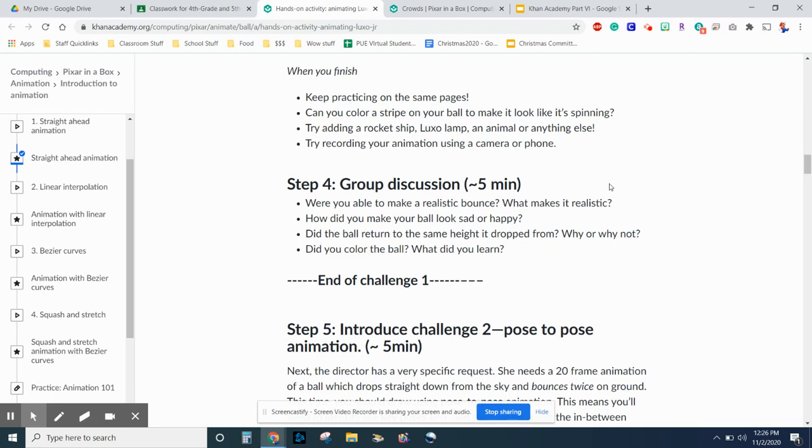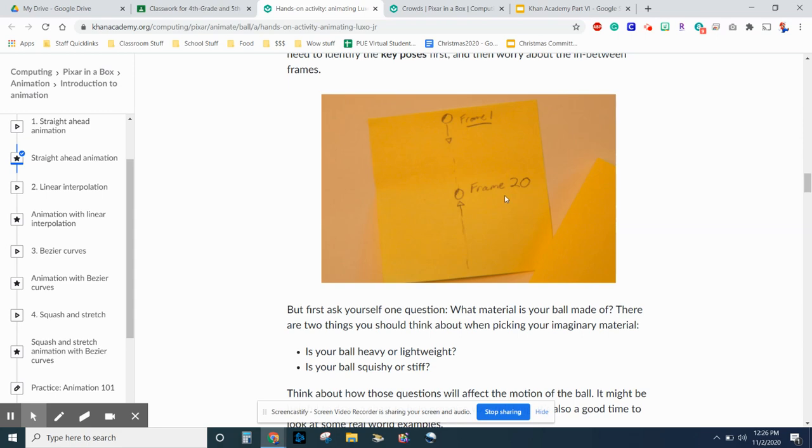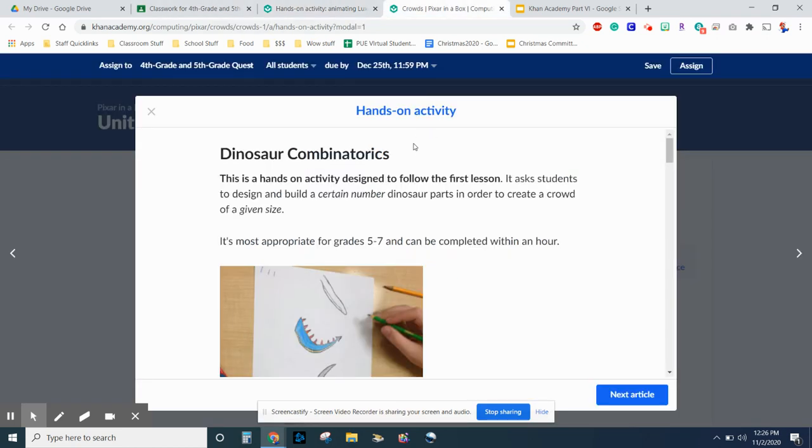Was it a realistic bounce? What made it realistic and stuff like that? And then we can do stage two if we feel like we need to, but it's based on how y'all do stage one. And then the next one is Crowds and Pixar.